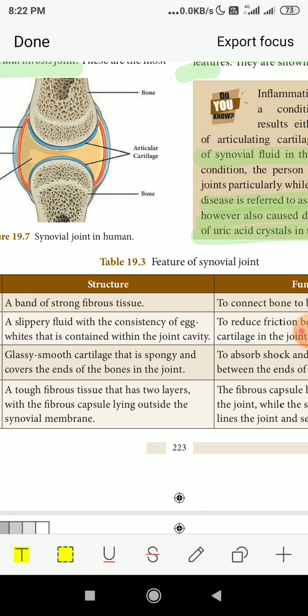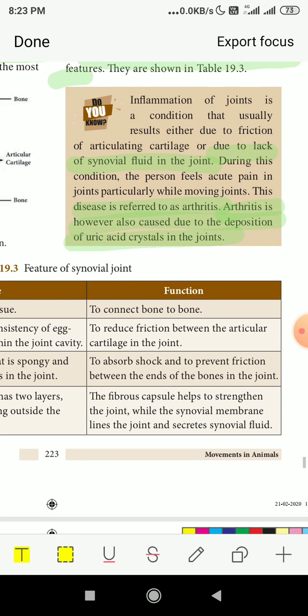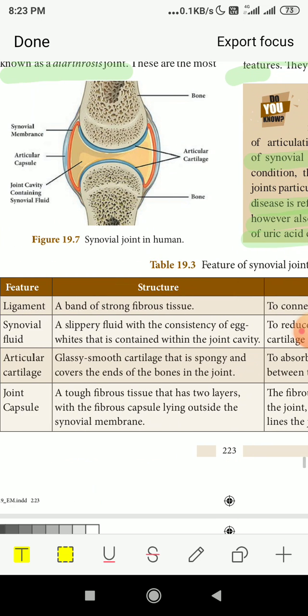cavity. So in between the two bones, where the two bones join together, is called a joint. In that joint there is a fluid filled, and it will be like the whitish part of the egg, a gel-like fluid inside, to reduce the friction between the articulating cartilage in the joint, so that the cartilage will not get worn out faster.